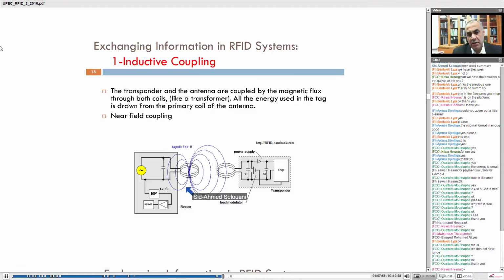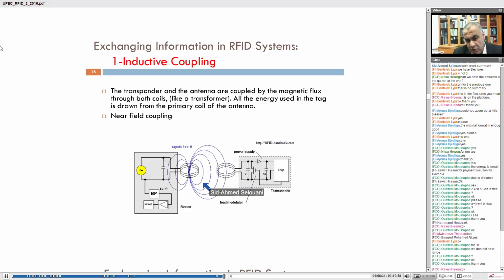Low frequency and high frequency use inductive coupling. Inductive means that they use a coil, the bobine, like a transformer. For a transformer, you have two coils. So they mainly use the magnetic field to communicate.